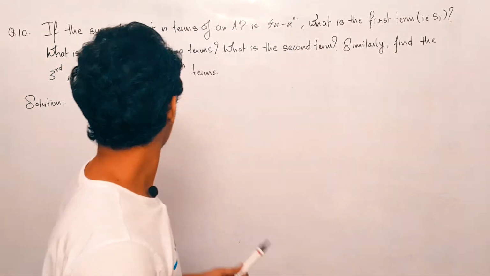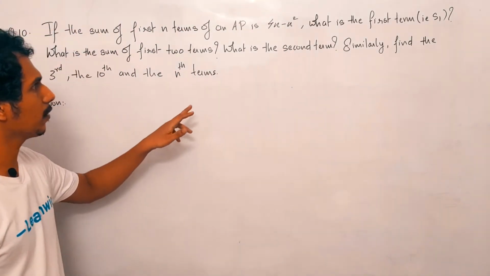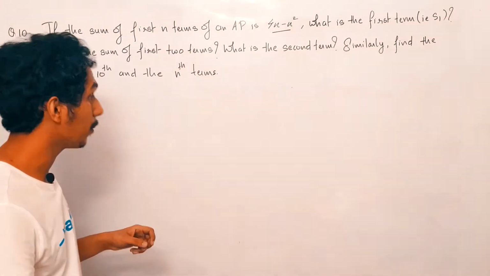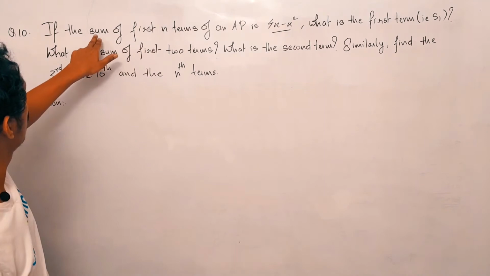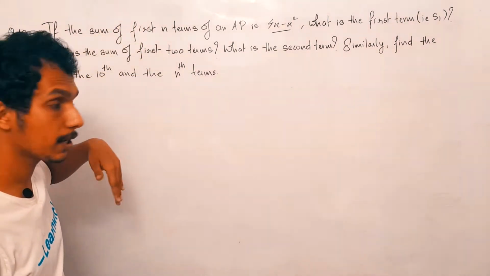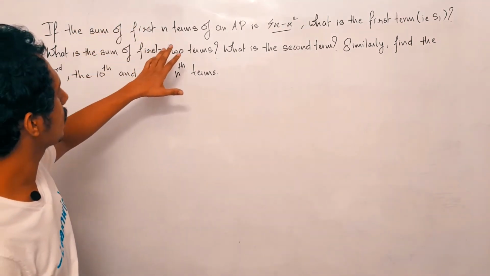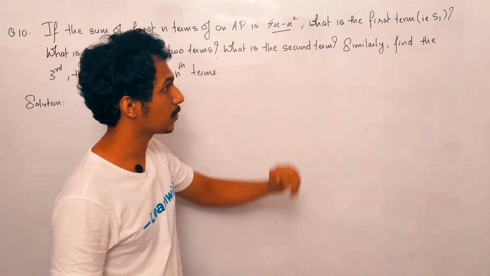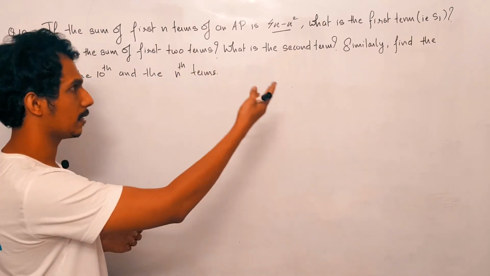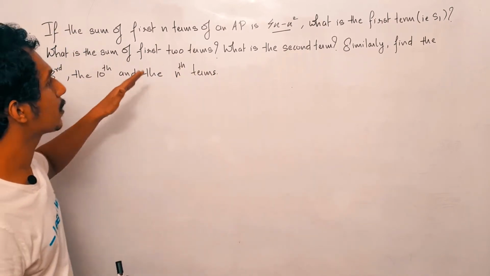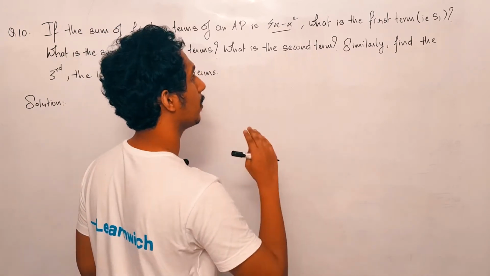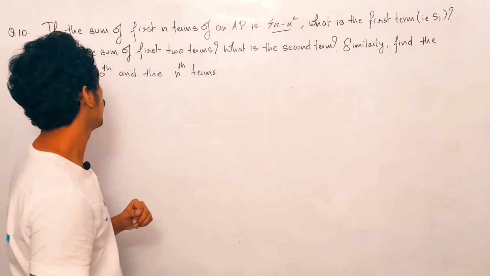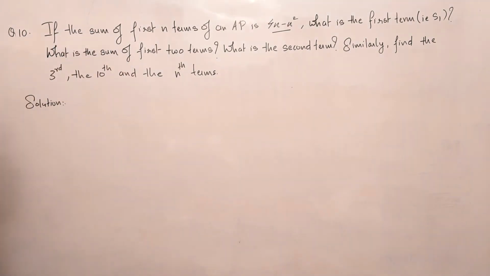Yes, so this is a similar kind of question where such definitions are given. Earlier we had a definition for the nth term of an AP, but here we have a definition for the sum of first n terms. The question defines the sum of first n terms as 4n minus n square. What is the first term? What is the sum of first two terms? What is the second term? And similarly find the third, the 10th and the nth term. Let's look at how to do this question.